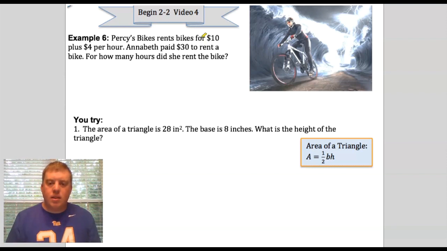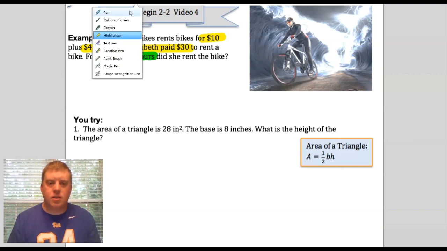So we know that they rent the bikes for $10, so it costs $10 just to get a bike, and then they also charge $4 per hour. Now it also tells us that Annabeth paid $30 to rent a bike, and we want to know for how many hours did she rent the bike. So that's the question that we're trying to answer.